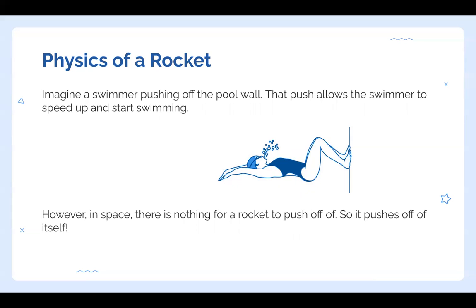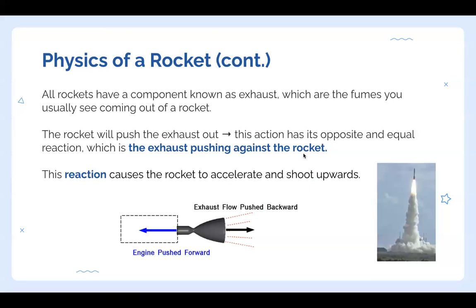However, in space, there's nothing for a rocket to push off of, right? It's just an empty space. There's no wall, there's nothing that the rocket can use. So it has to push off of itself. Okay, so how is it able to push off of itself?